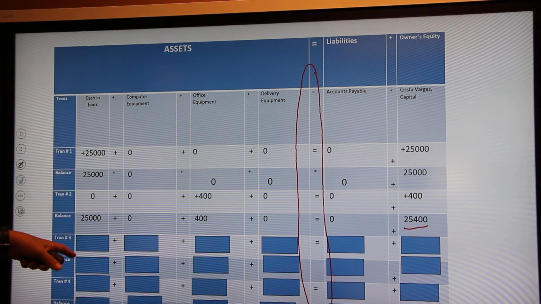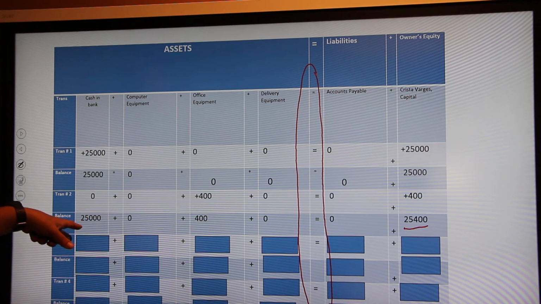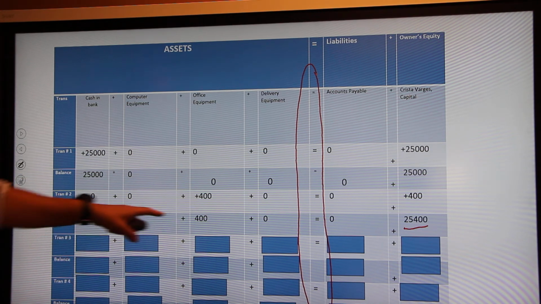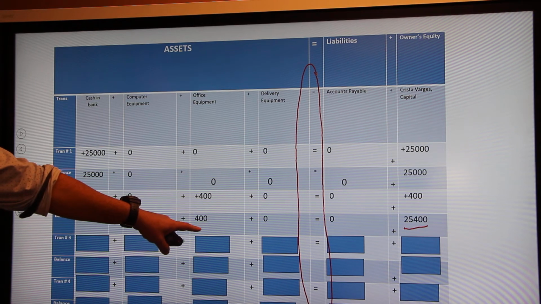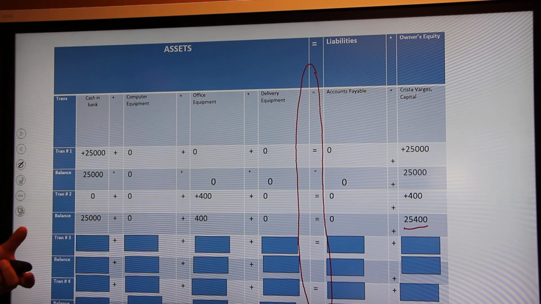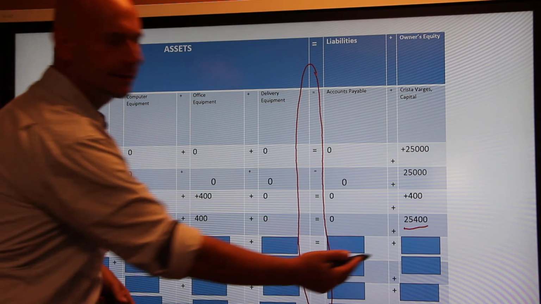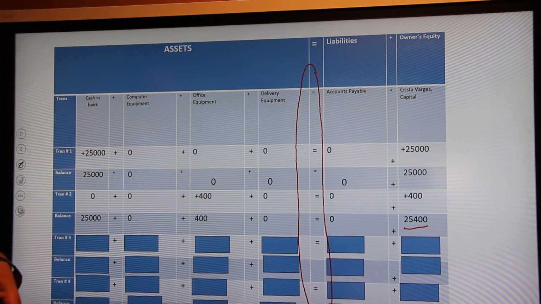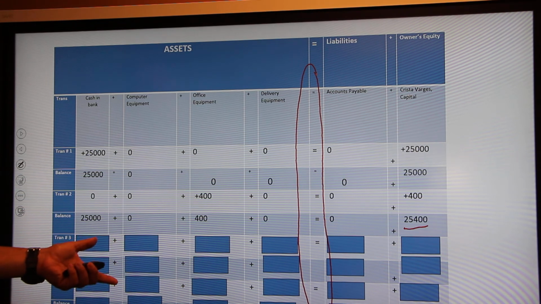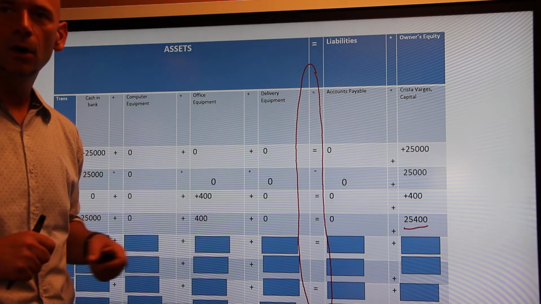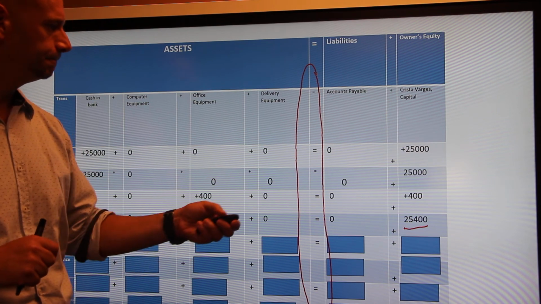So if we go on this side and we were to add up our assets now, how much do we have in assets? We have 25,000 that we started with, the cash. Now we have $400 worth of telephones that we got. So when you add those two up, we have 25,400. Yes, it's equal to the 25,400 that we have on the owner's equity side. So far so good, we're in balance. Our assets equal our liabilities plus owner's equity.